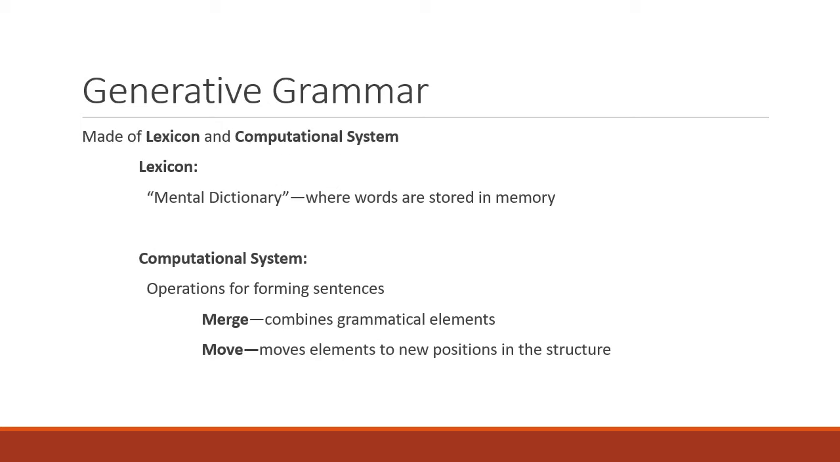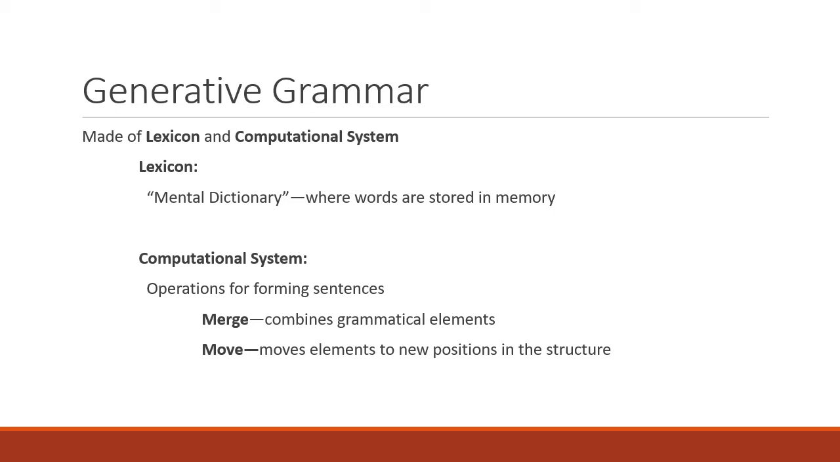So in generative grammar, it's made of a lexicon and a computational system. A lexicon is just a mental dictionary or vocabulary list where words are stored in memory and they have their function attached to it and their use attached to it. The computational system is the operations for forming the sentences. So merge combines grammatical elements, and move moves elements to new positions in the structure.